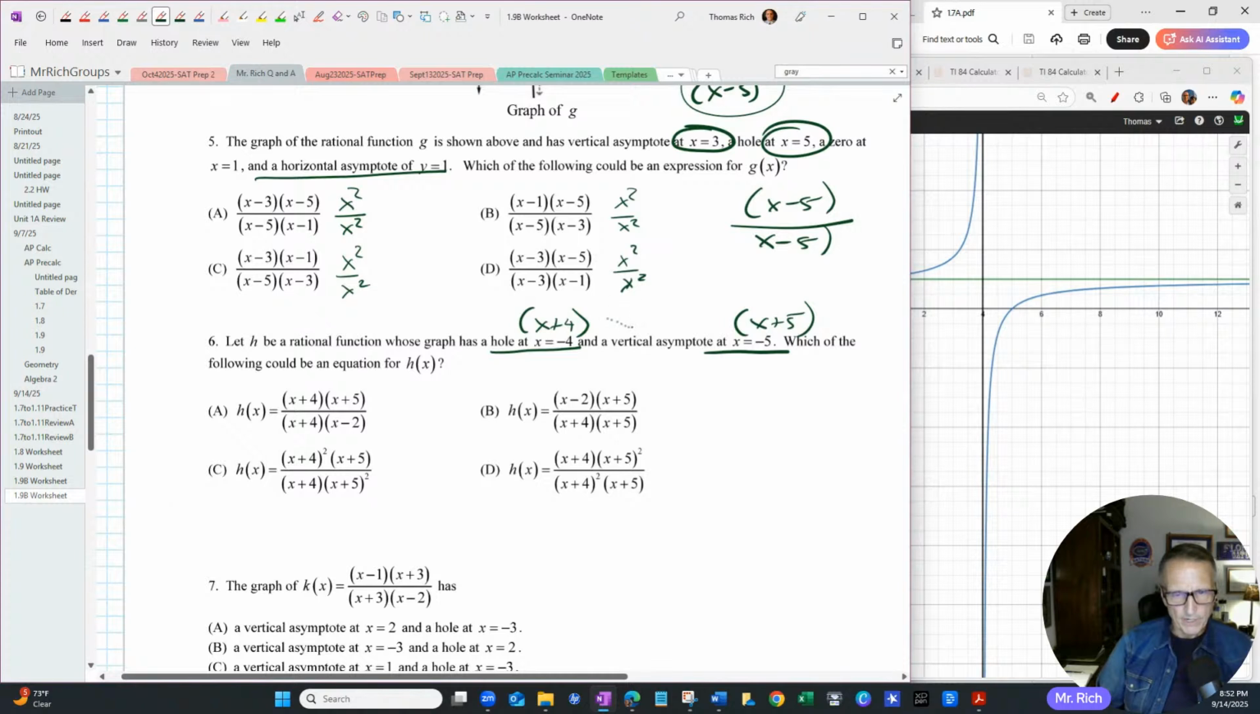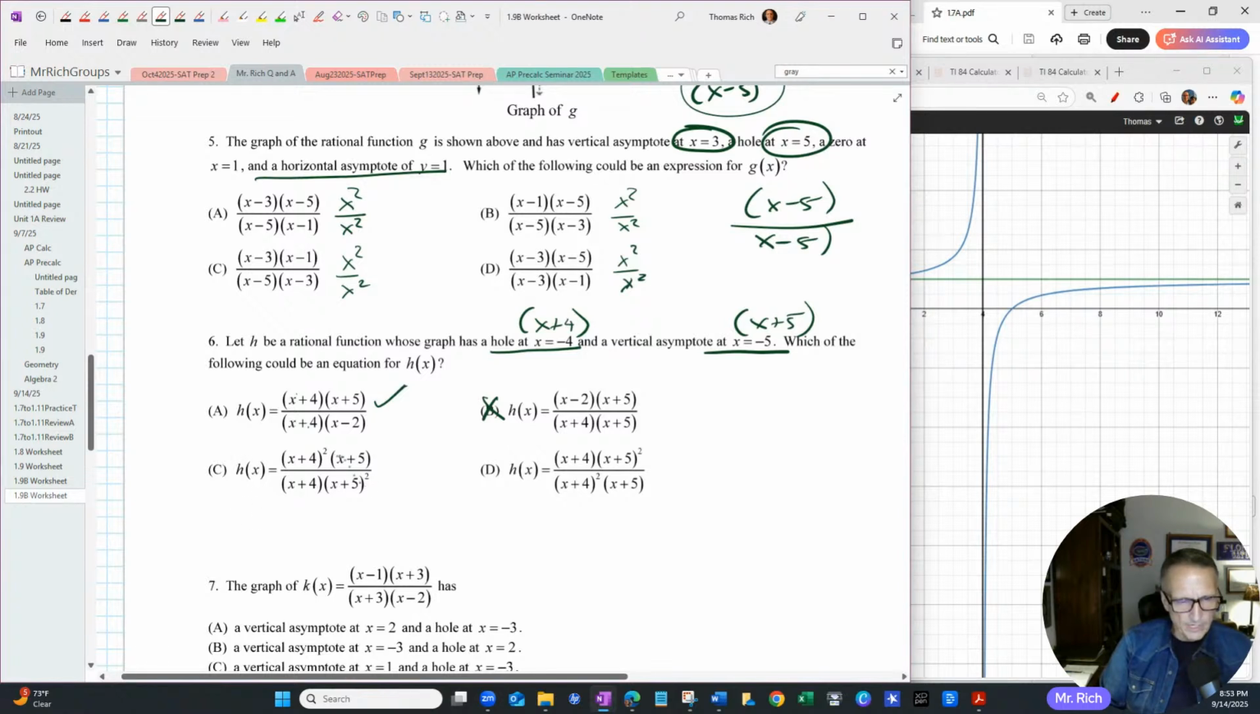Let's see if we could eliminate any that don't have an x plus 4, that will remove an x plus 4 from the denominator. So when I look at answer choice A, there is an x plus 4 and an x plus 4. So this does have a hole at x equals -4. Answer choice B. All right, based on the hole at x equals -4, it can't be answer choice B. Don't see x plus 4 over x plus 4.